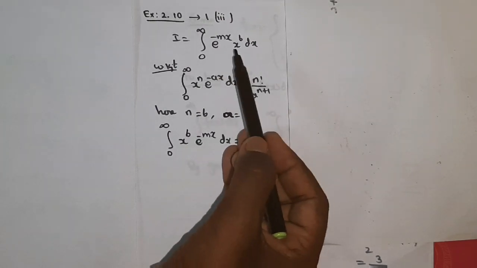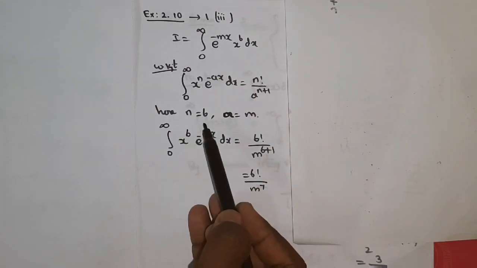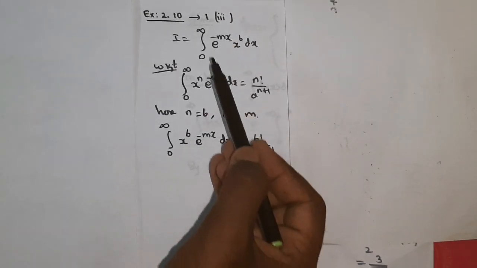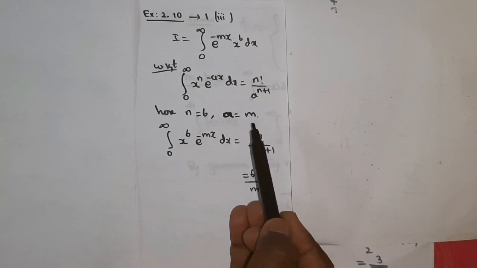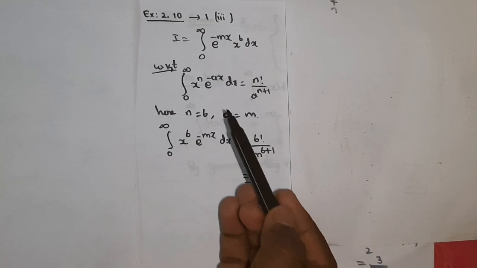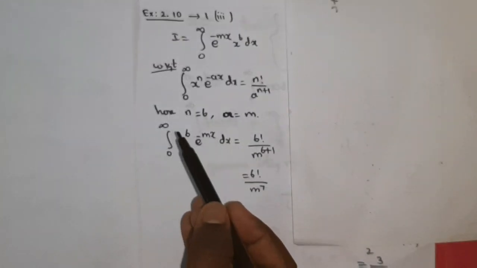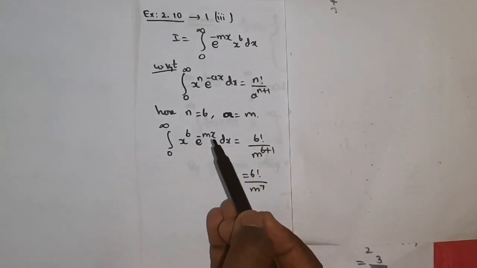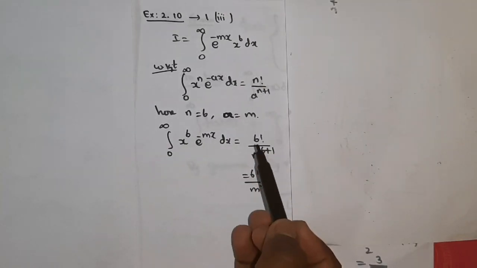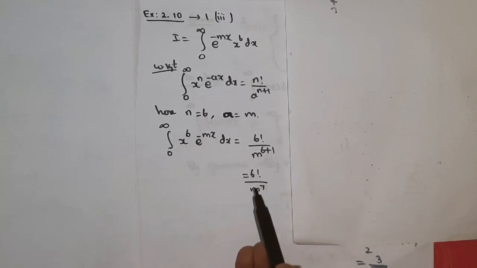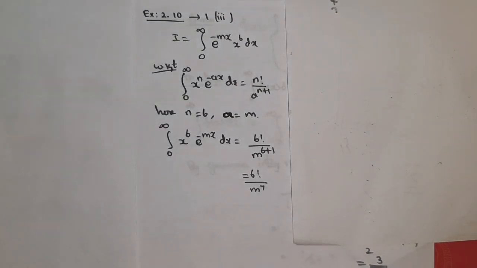So x power n, there we have x power 6, so n is equal to 6. And e power minus ax, here e power minus mx, leave x and the minus, so you have a equal to m, right? Now take n equal to 6 and a equal to m and apply in the formula. So integral 0 to infinity x power 6 e power minus mx dx equals 6 factorial by m power 6 plus 1. So m power 6 plus 1 means m power 7, and the 6 factorial remains the same.